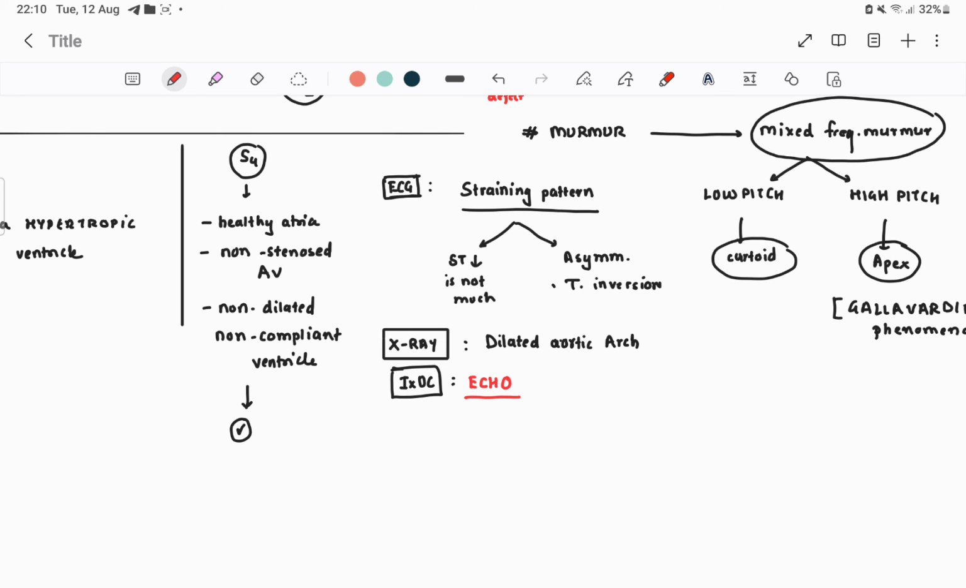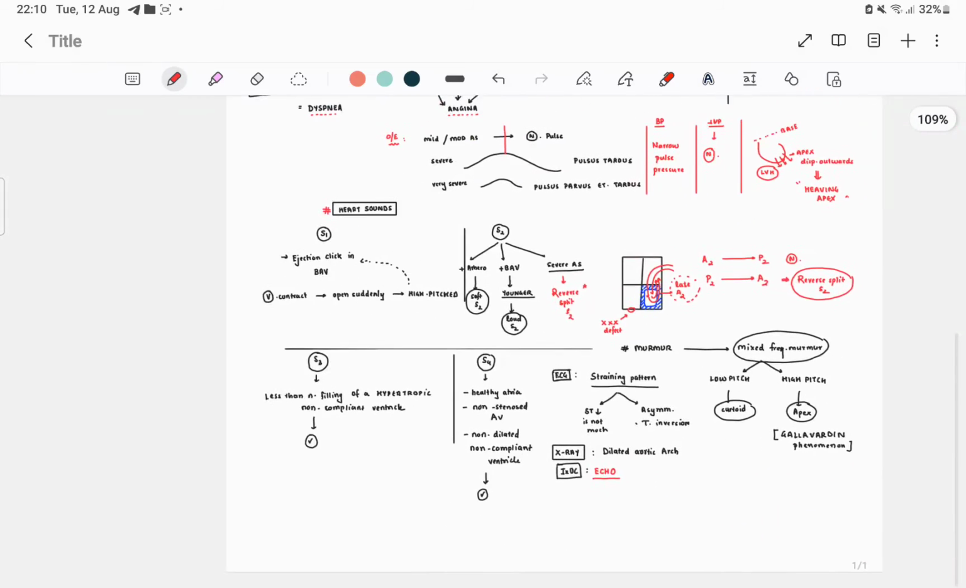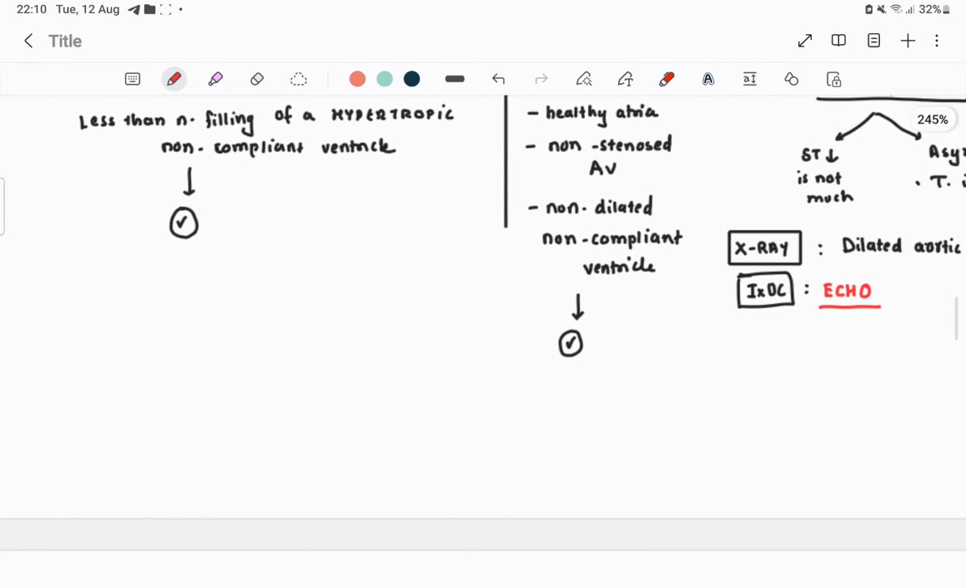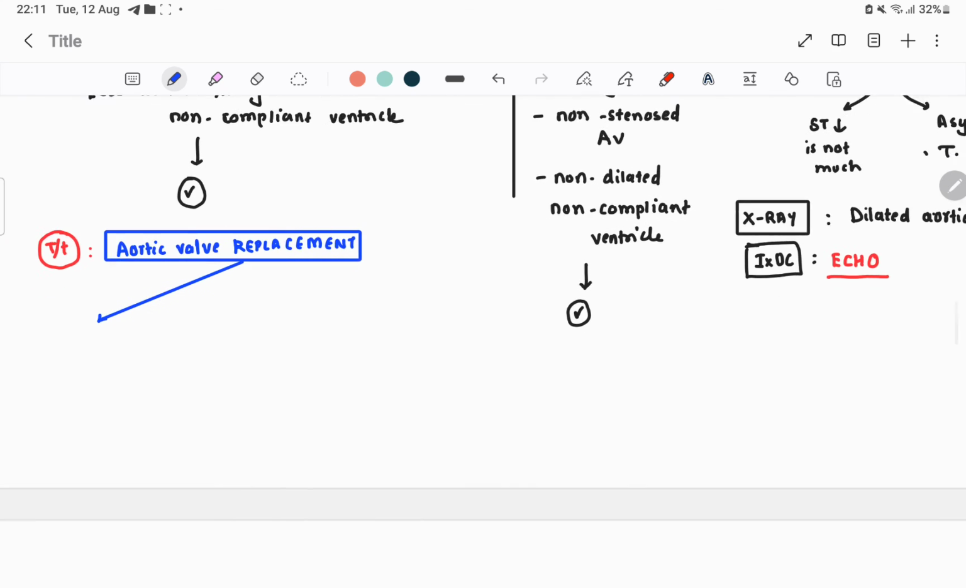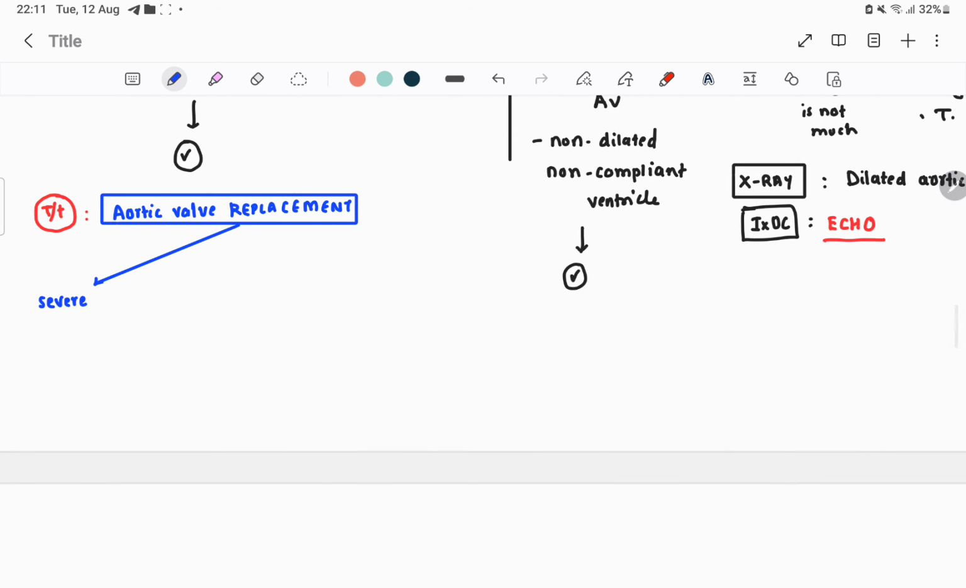Now let's move to the treatment part of aortic stenosis. If I talk about the definitive treatment, the best treatment, done using bioprosthetic valves, is aortic valve replacement. It's the best treatment available. In which patient do you have to do aortic valve replacement? This must be indicated in severe symptomatic AS.